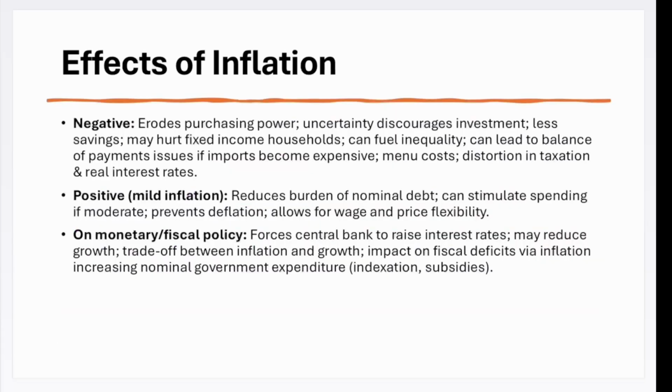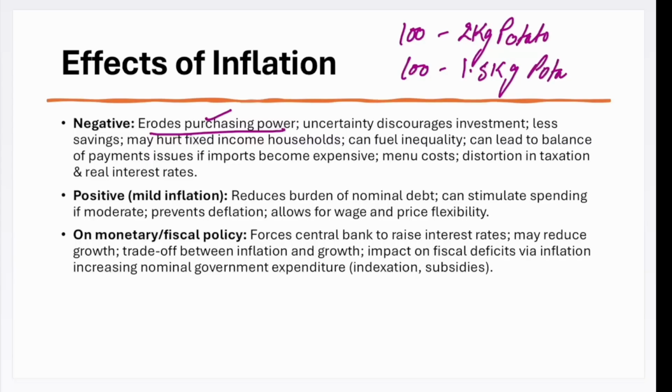Now, what are the effects of inflation? Inflation, as we understood, erodes purchasing power. With 100 rupees I could earlier buy 2 kgs of potatoes. Now I am able to buy only 1.5 kg of potato from this 100 rupees. So what has happened? My purchasing power has gone down because of inflation. Uncertainty discourages investment. We are not sure, there is a rise in prices, so people will not be ready to invest. They want to save because they'll be worried: if I invest and the prices go up, how will I make? And also, less savings.